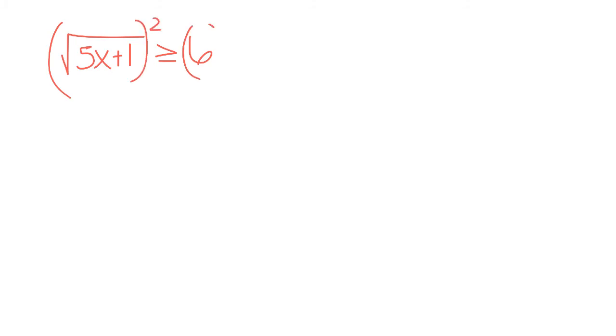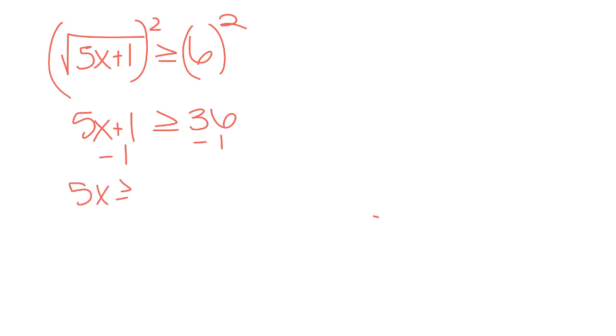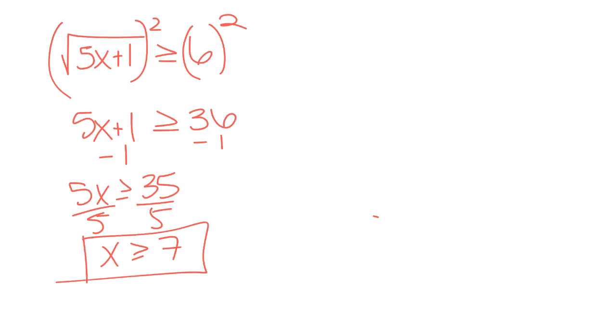Square both sides to undo the square. I get 5x plus 1 is greater than or equal to 36, minus 1. 5x is greater than or equal to 35. Divide by 5. X is greater than or equal to 7. And when I plug that in, the radical stays positive. It can keep going on forever, so I don't have to worry about any kind of domain restrictions when it's greater than.